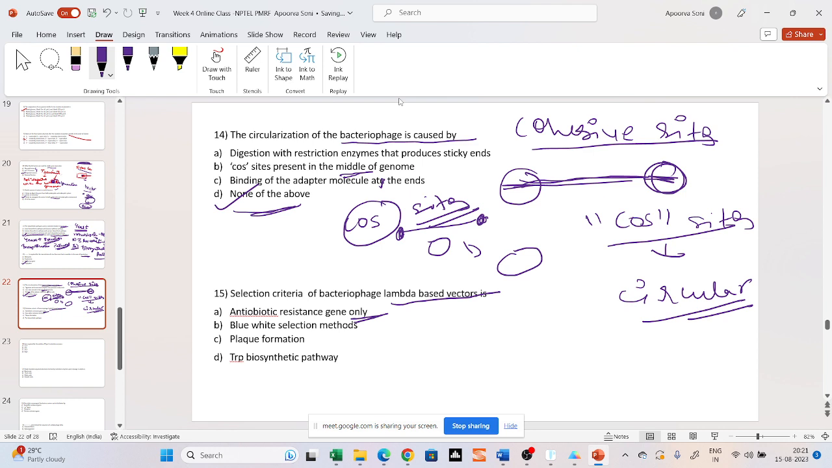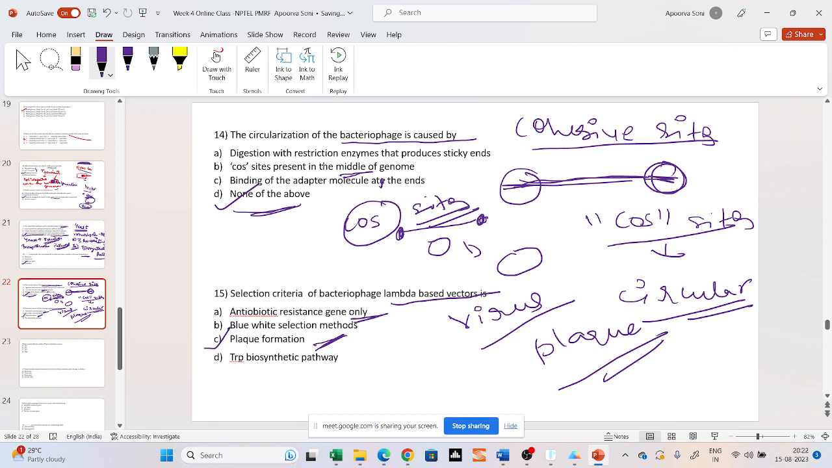So till now, how many selection criteria have we studied? Antibiotic resistant screen, blue white screening we have also studied. We have also studied that some vectors use the selection criteria of biosynthetic pathways. So bacteriophage uses the criteria of plaque formation. Bacteriophages are viruses. Viruses produce plaques. So the answer is plaque formation.